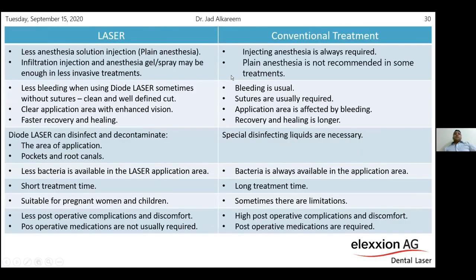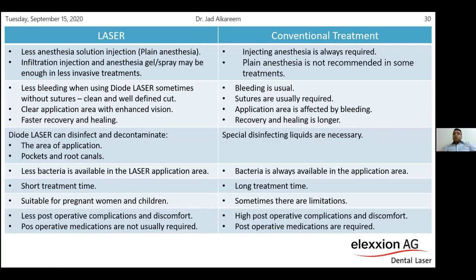On this table, we have a small comparison between the laser and the conventional treatment. With the laser, we have less anesthesia injection. Laser is faster to be absorbed and is less painful compared to the conventional treatment. With the laser, you can use a topical anesthesia, a spray anesthesia. So in most of the cases, you will not need to do a nerve block. Of course, in some cases you have to do a nerve block, but in most of the cases you will use less injection.